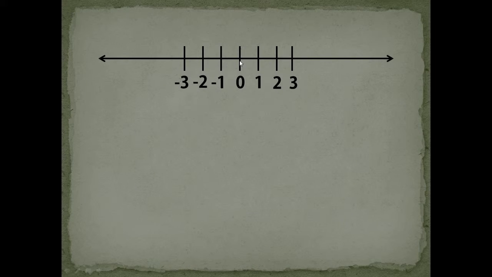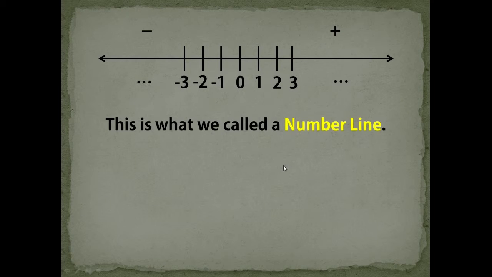This means at this point, right here, the number is 0, right here is 1, right here is 2, right here is 3, and on the left side of 0 is -1, -2, -3, -4, and so forth. So on the right side, we know it's always positive, but on the left side of the 0 is always negative. And it can go all the way to infinity and all the way to the left to negative infinity. And this is what we call a number line.